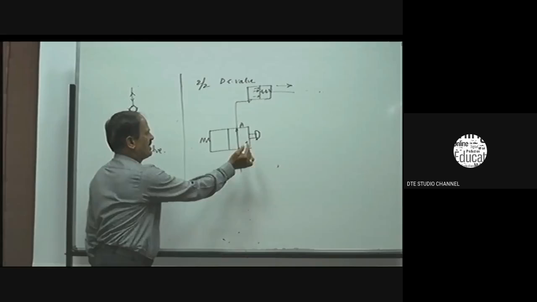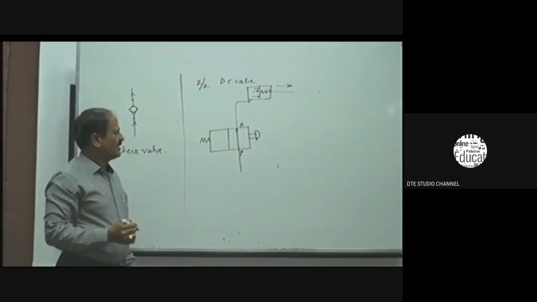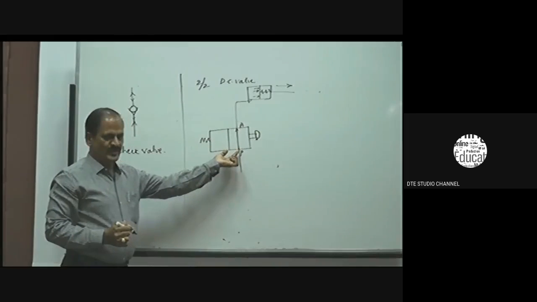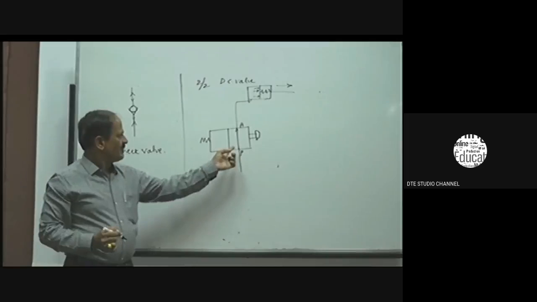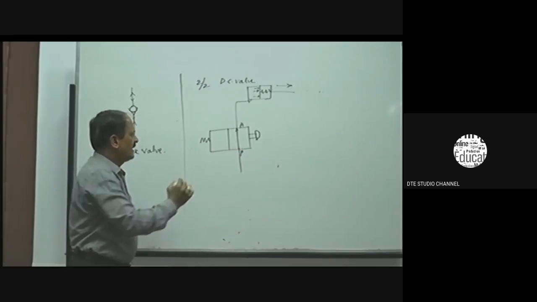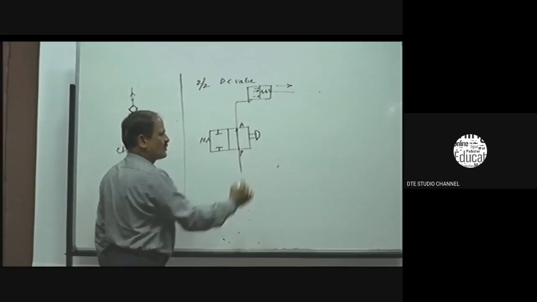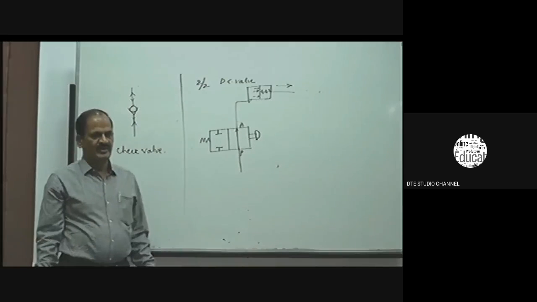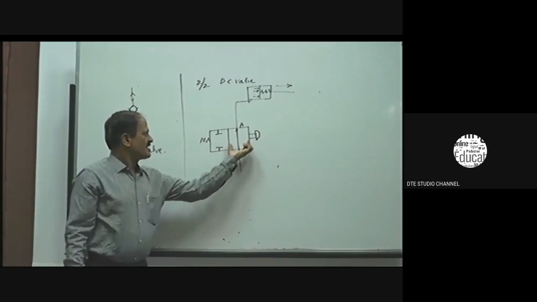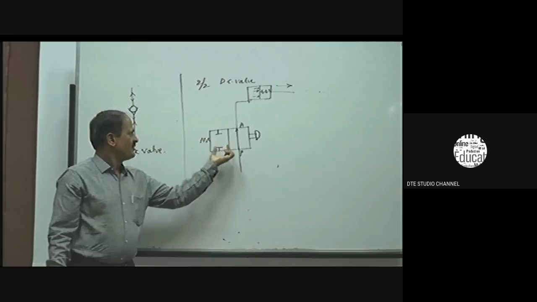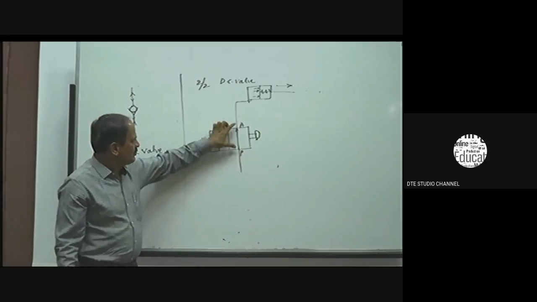In the second position, whenever the push button is released, then the port P is closed by the sliding spool valve. Port P is closed and no fluid flows from P to A. It is shown by the second box. Each box represents the position of a DC valve. It has two positions and two ports.